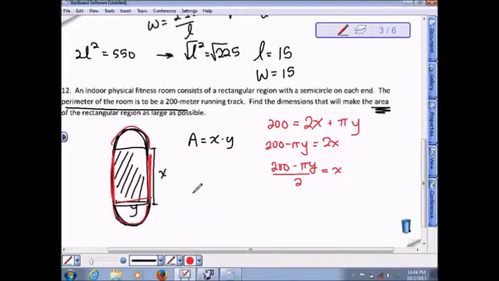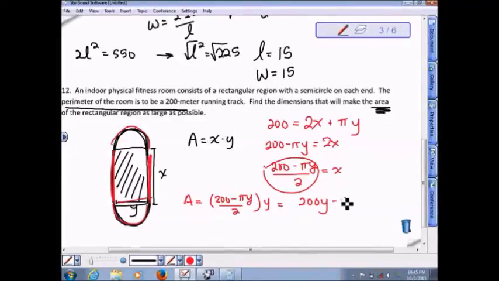Now we have area is equal, now we know what x equals. X equals this value right here. So this is 200 minus pi y all over 2 times y. And this is equal to 200y minus pi y squared all over 2.